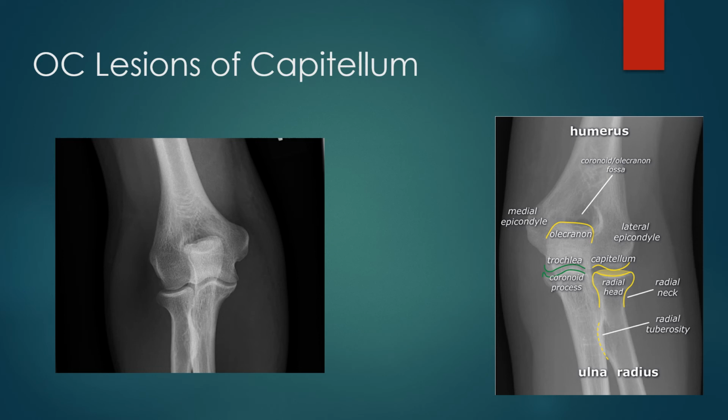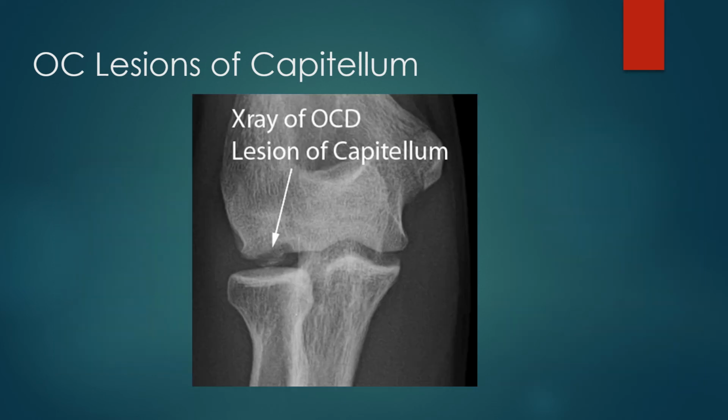So here are normal AP elbow x-rays. When we look again at both images, we can see the smooth edges of the capitellum and the radial head. Take note of how wide the space is, how it's very clear, and there's nothing impeding that whatsoever.